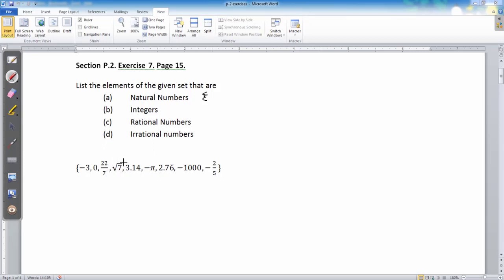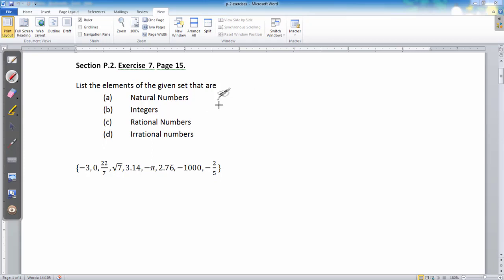Square root of 7 is not a whole number. Neither is that, that's a decimal. That's not a whole number. So there's actually no natural numbers in that set. So what I'm going to say there is I'm going to say the empty set.